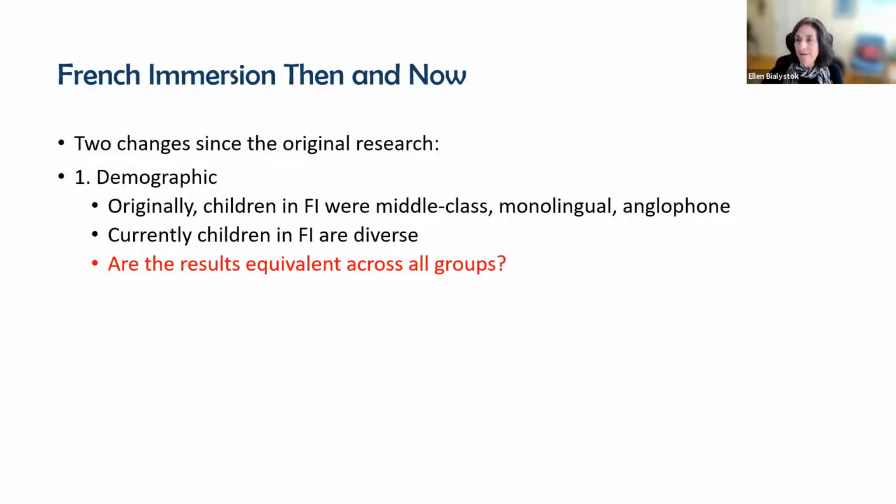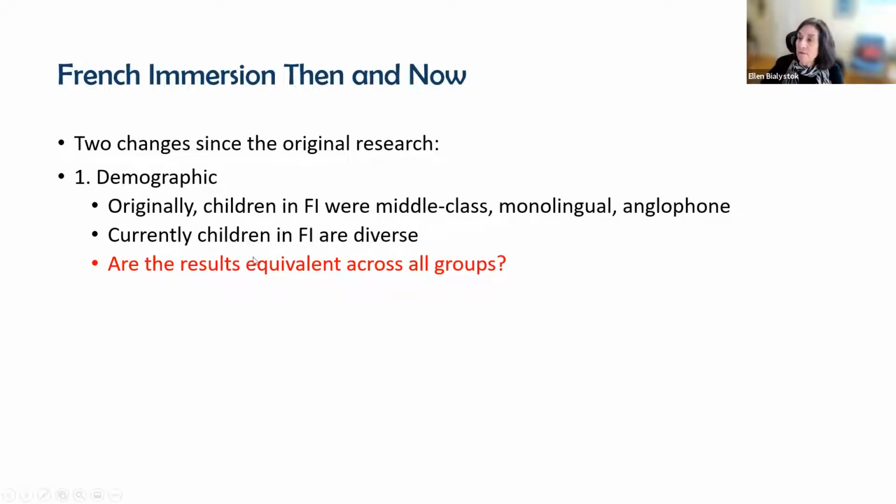The first is demographic. In the original studies, pretty well all the children in French immersion were middle-class monolingual Anglophones, like almost exclusively. And those are kids who do well in school anyway. Currently, everybody wants in on French immersion. I told you how popular it is. And so the children in French immersion now are diverse. They're not necessarily middle-class monolingual Anglophone. They represent the full spectrum of demographic diversity that we have here.